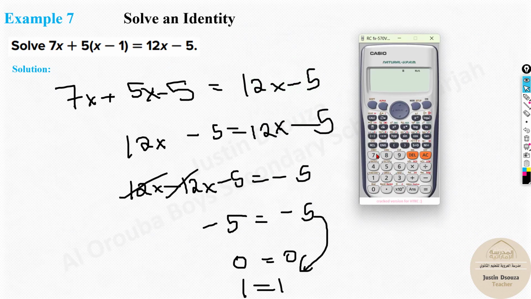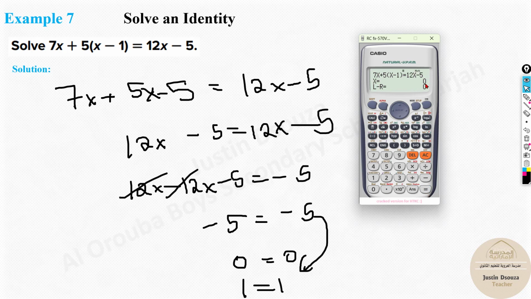What happens if you do it in calculator? Let's type 7x plus, 5x minus 1, close the bracket, equals 12x minus 5. Okay, and now press shift and solve. You will get the answer 0.